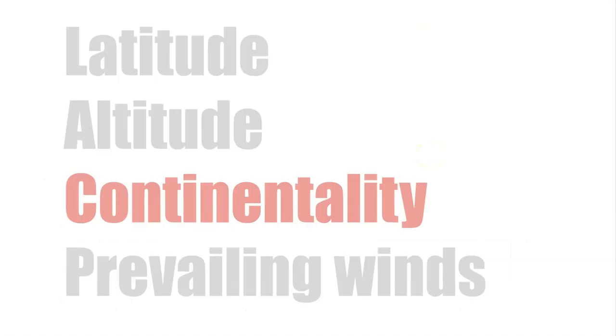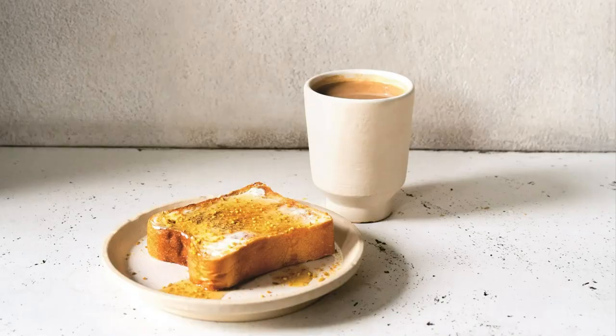Okay, so it's latitude, that's distance from the equator. Altitude, that's height above sea level. The third one is something known as continentality, or distance from the sea. Now, for this one, here comes our little analogy.